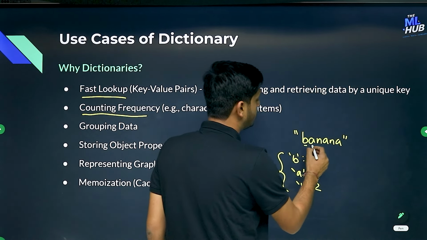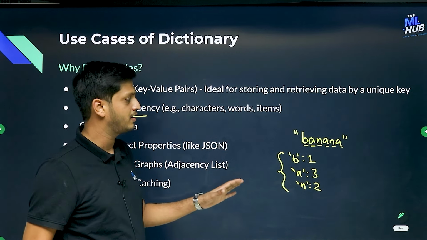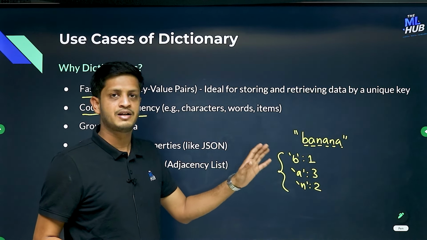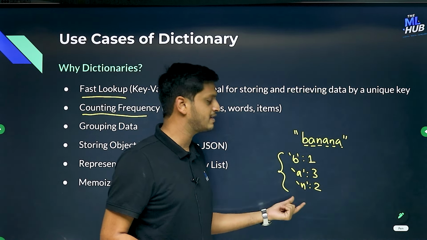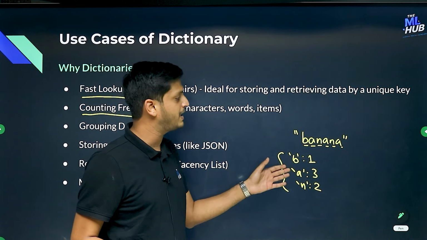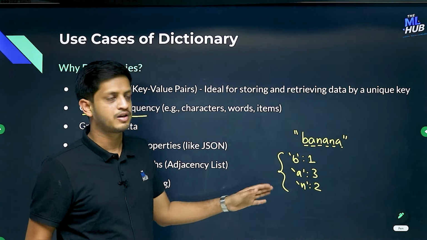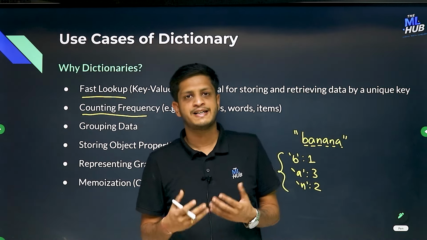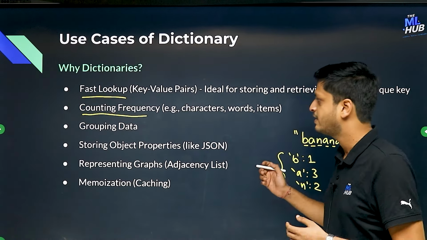Using a for loop, you can iterate over all the items, create a dictionary and increase their counts. You can do that. But there is a predefined library called Counter. We will see that in the coming slides. The Counter library will create this dictionary on its own. It will just count how many times every item occurs in a collection, and store it in a dictionary. We will see how it works. Next is grouping data.